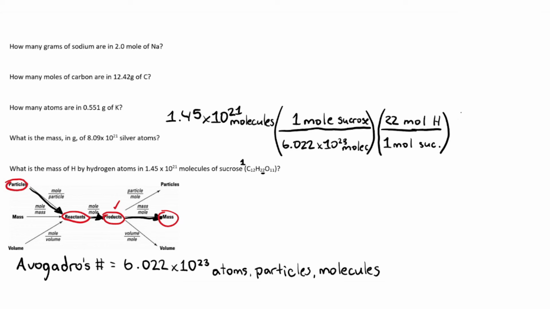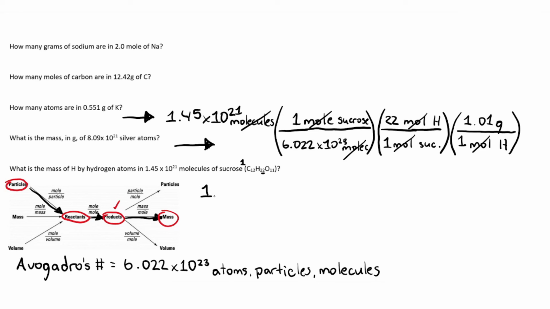Okay, so now we have to get to grams. So for every 1 mole of hydrogen, you get 1.01 grams. So now we are in grams of hydrogen, which is the mass. So now we have to go through and cancel our units. So our molecules cancel, our moles of sucrose cancel, our moles of hydrogen cancel, and we're left in grams of hydrogen. So now, setting this up to multiply, you're going to multiply straight across.